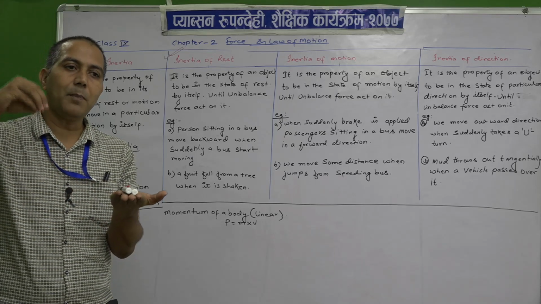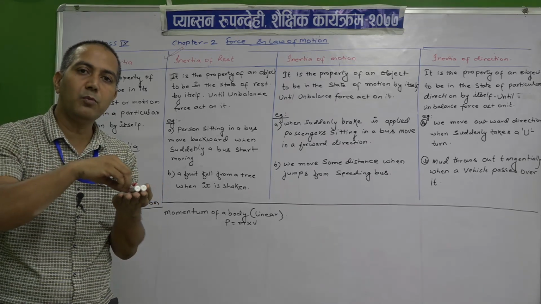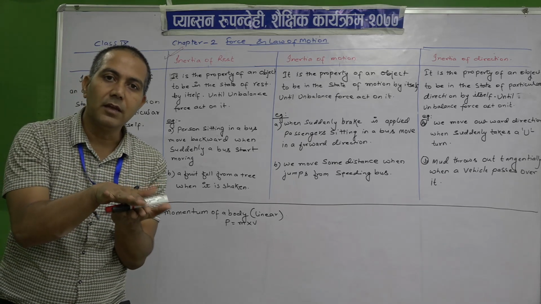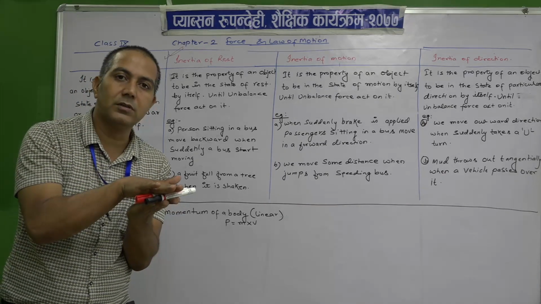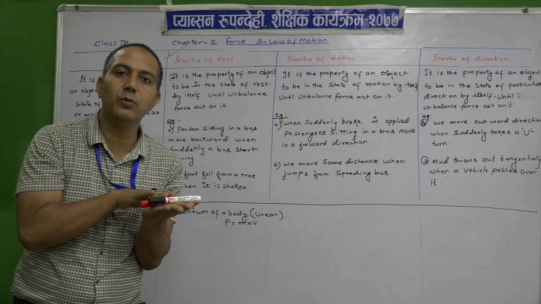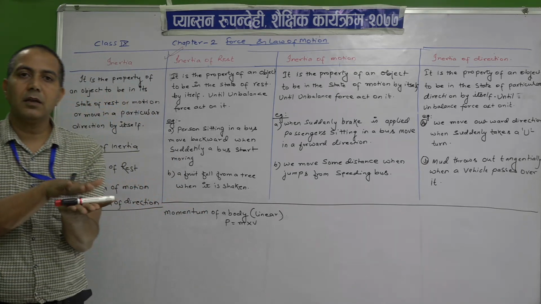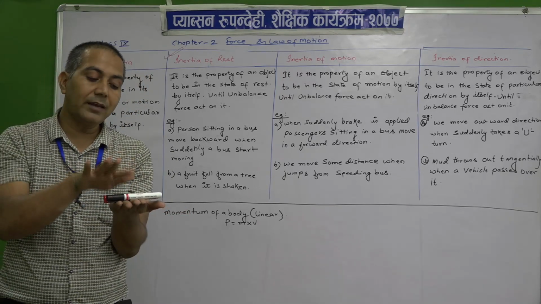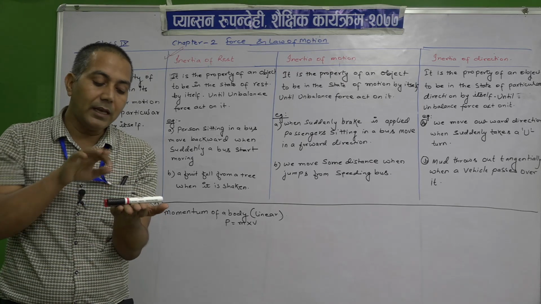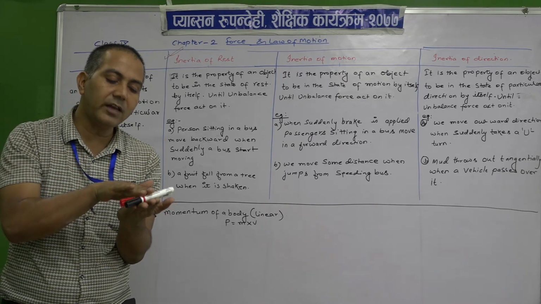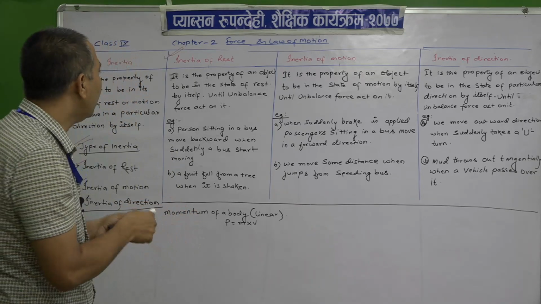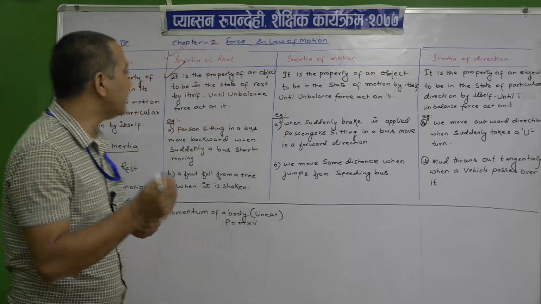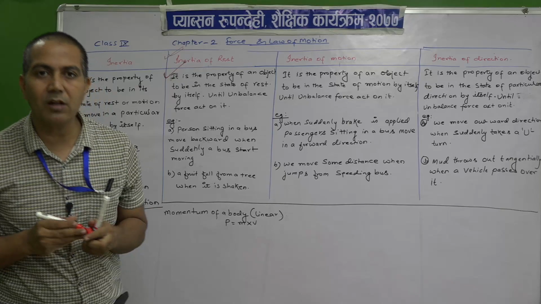External force has to be applied to move this marker, isn't it? This marker moves if I press like this, that is the unbalanced external force I applied on it. Then only it moves, which means it was in the state of rest. The property of the marker is that it will remain in the state of rest, and if I apply unbalanced force on it, it will move. That is called inertia of rest. There are lots of examples, and some reasoning questions are given in your exam also.